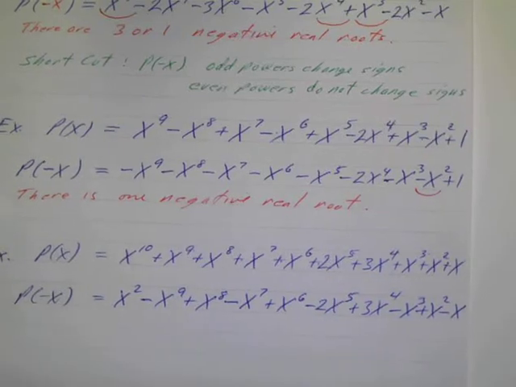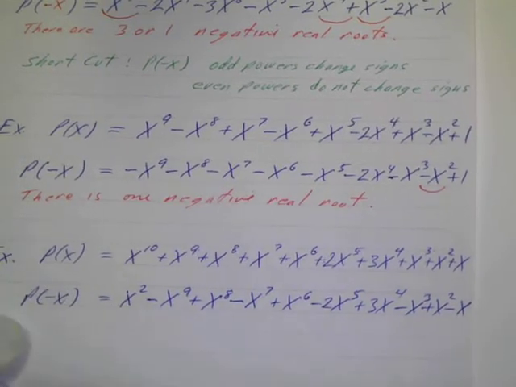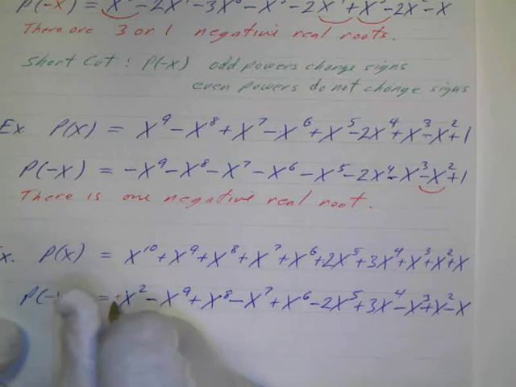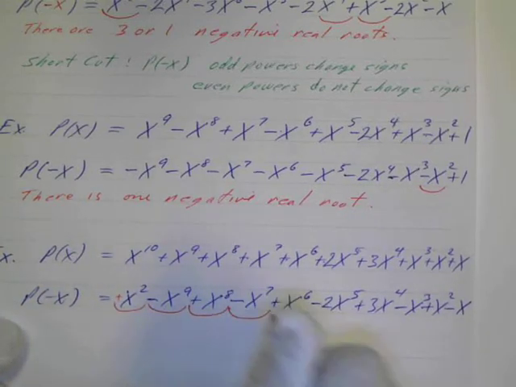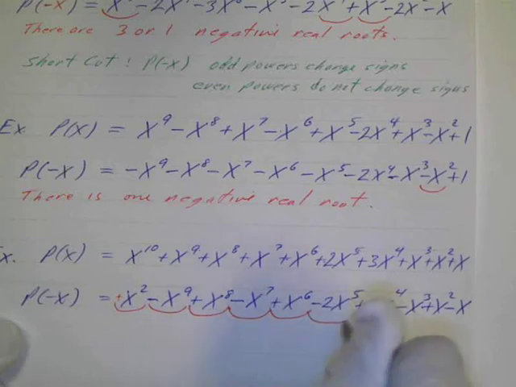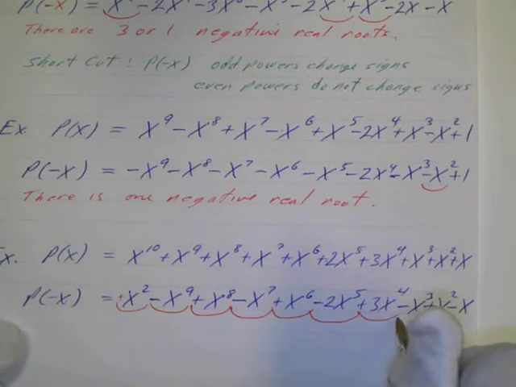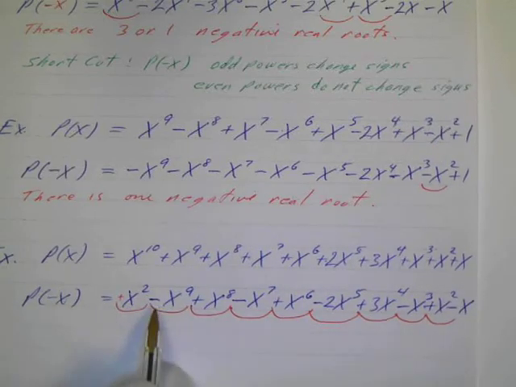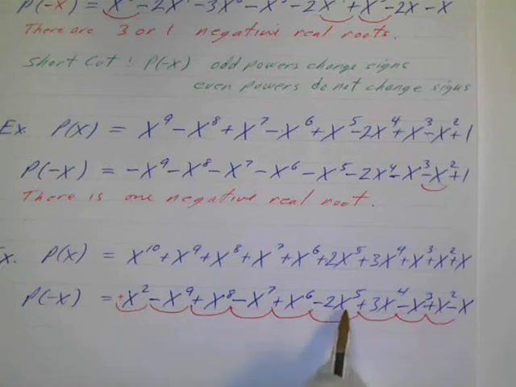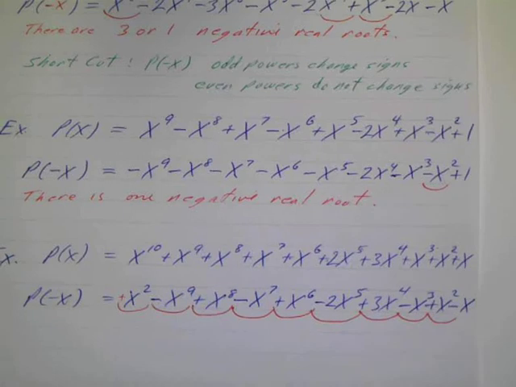All right, so how many sign changes do we have here? Well, this is understood to be positive, so I got 1, 2, 3, 4, 5, 6, 7, 8, 9 sign changes. I'm going to double check. 1, 2, 3, 4, 5, 6, 7, 8, 9.